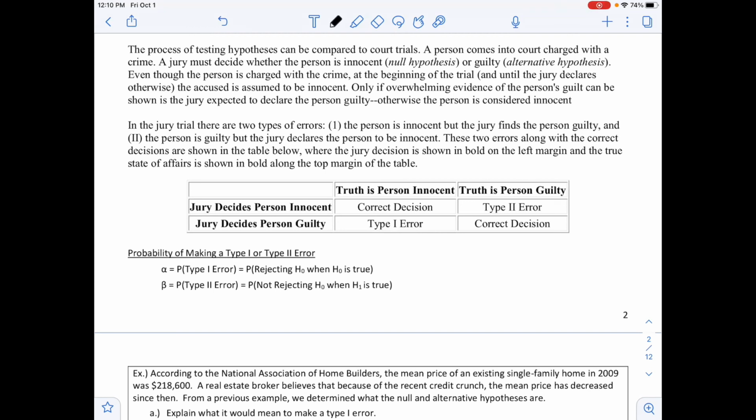So you come in and you are innocent until proven guilty. And so it's like our null is what we have, what we're going with, and then our alternative is what we're trying to test. We're trying to show that someone committed a crime or maybe didn't commit the crime. So the next part says in the jury trial, there are 2 types of errors. One is the person is innocent, but the jury finds the person guilty. And this is our type 1 error, as stated up above.